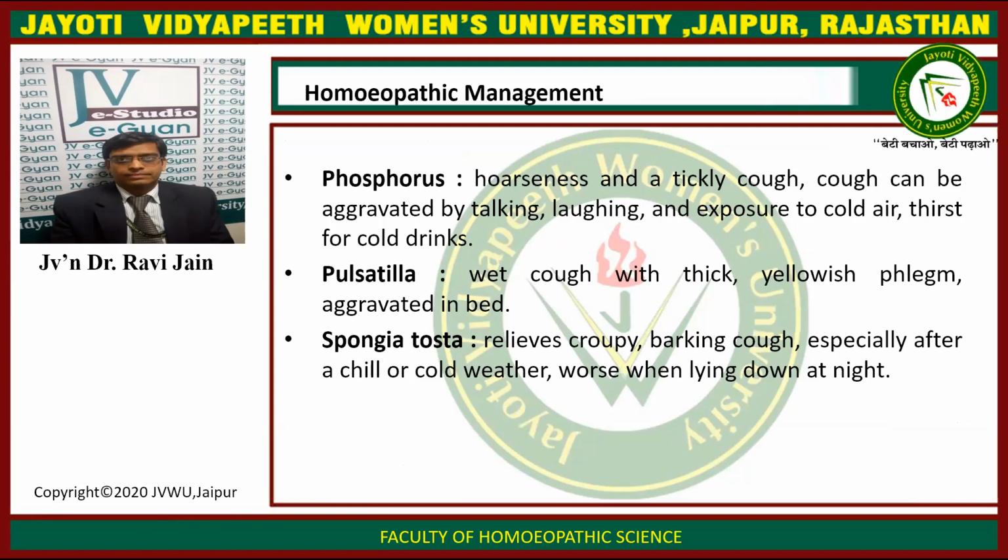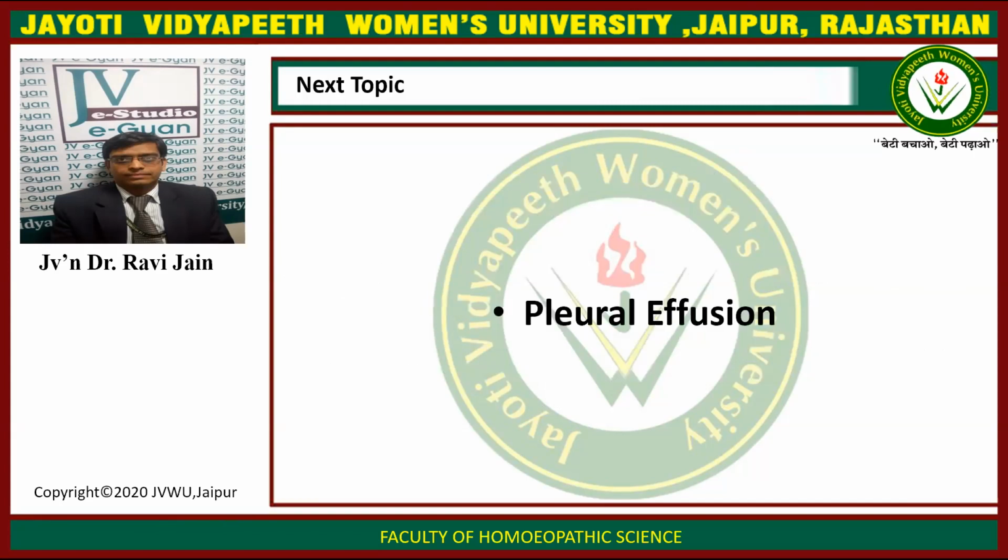Phosphorus. Hoarseness and tickling cough. Cough can be aggravated by talking, laughing, and exposure to cold air, thirst for cold drinks. Pulsatilla. Wet cough with thick yellowish phlegm aggravated in the throat. Spongia tosta. It relieves dry, barking cough, especially after a chill or cool weather. Worse when lying down at night.